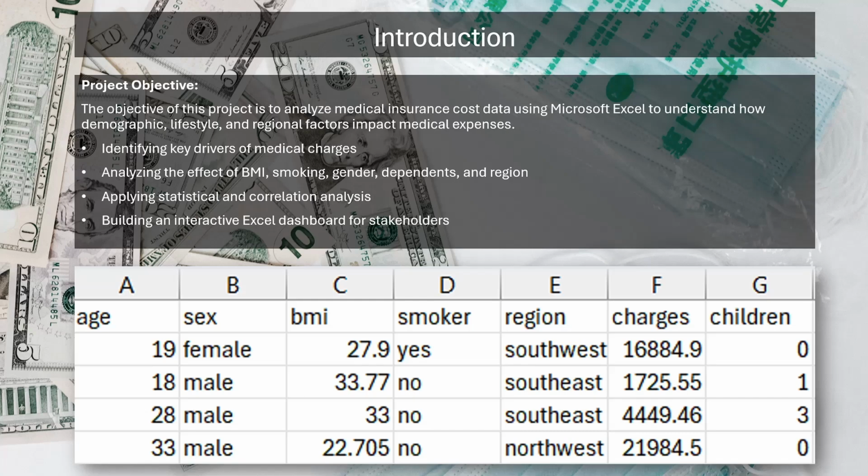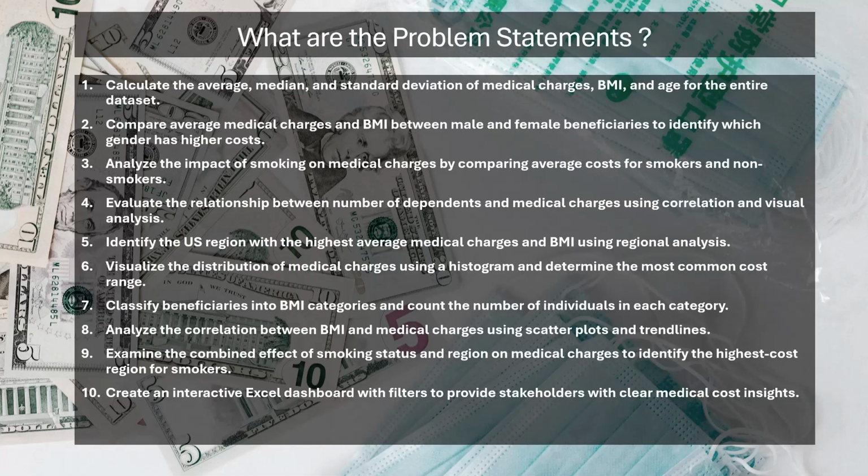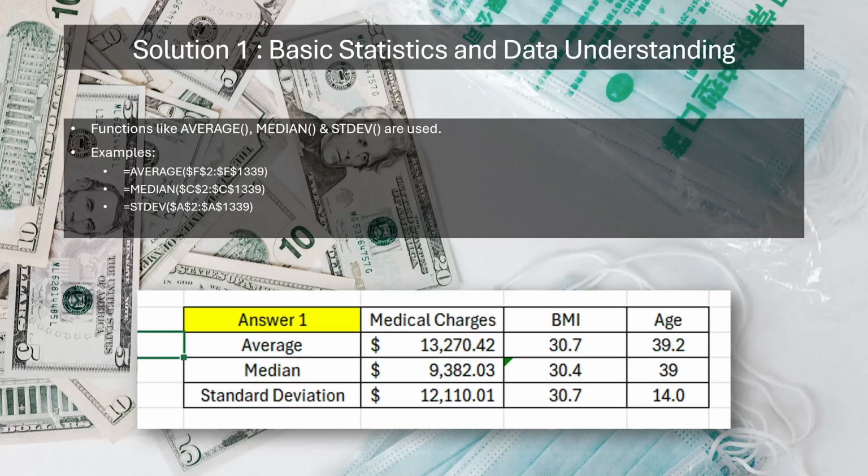In the picture, you can see a sample of the dataset which we have for this analysis. So, what are the problem statements? These are the 10 questions which have been asked. We will solve these questions and then come to a conclusion and answer them. So, let's get started. The first question was basic statistics and data understanding.